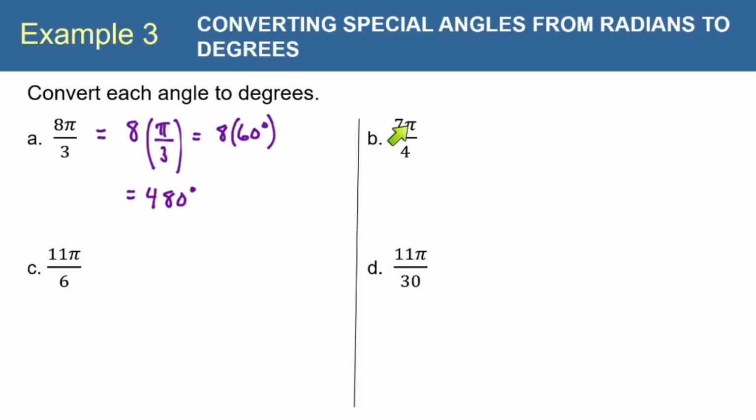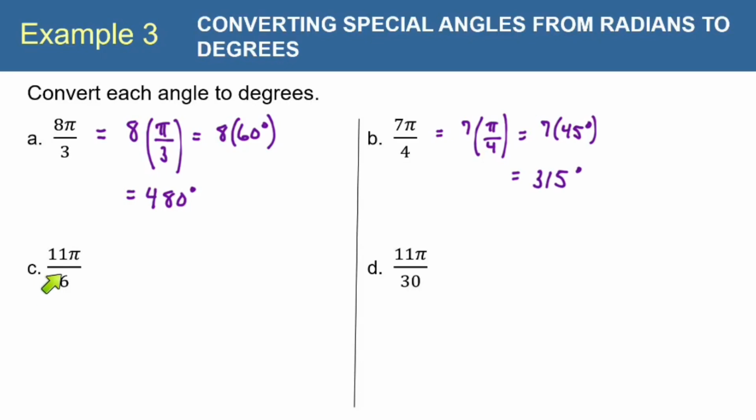So here we have 7 pi over 4, and let's separate the pi over 4. So 7 pi over 4 becomes 7 times pi over 4, and the pi over 4 radians is equivalent to 45 degrees. So 7 times pi over 4 radians is equivalent to 7 times 45 degrees, which you can do on your calculator, and that's 315 degrees.